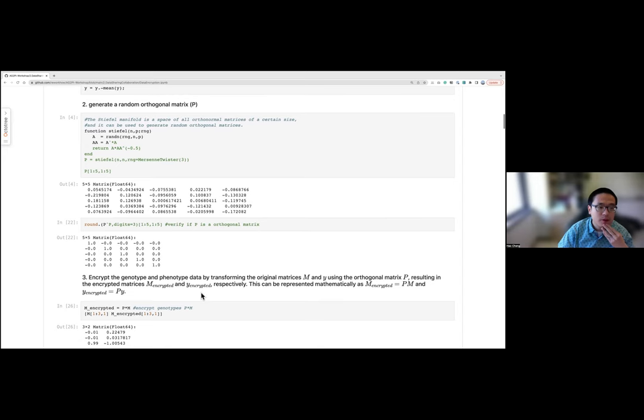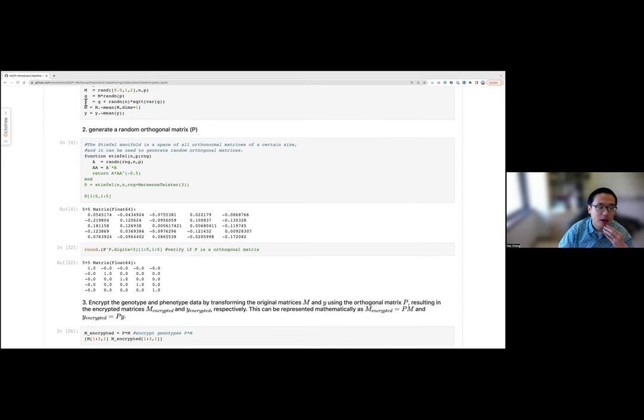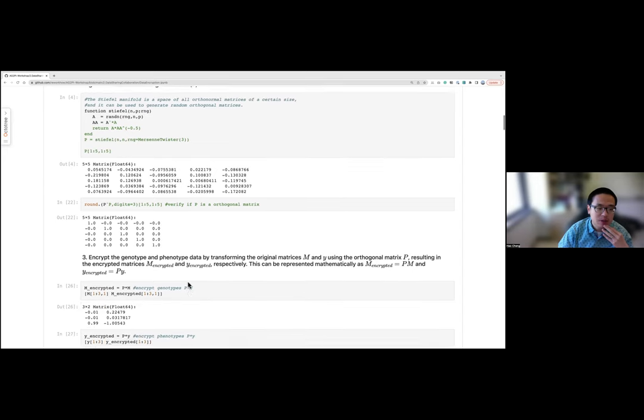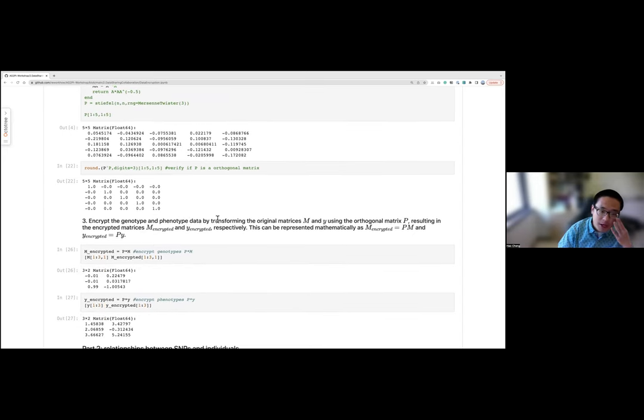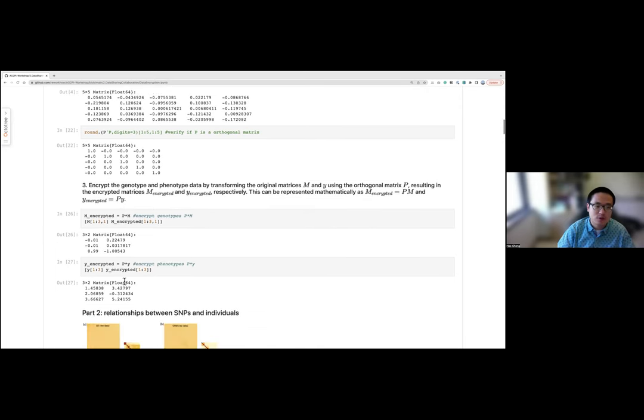Remember, we have our raw genotype and phenotype, which I call Y and M: Y for phenotype and big M for genotype. In step three, we encrypt the genotype and phenotype data by transforming the original M and Y using the orthogonal matrix P, resulting in the encrypted M and encrypted Y. So encrypted M is equal to P times the original M, and encrypted Y is equal to P times the original Y. For the next two cells, I'm just doing this: M encrypt is equal to P times M.